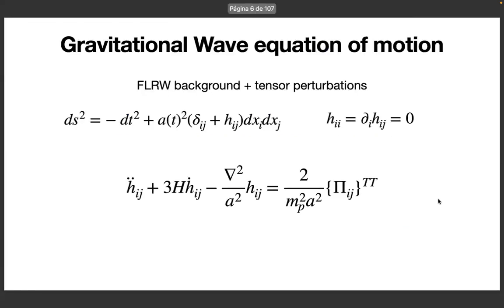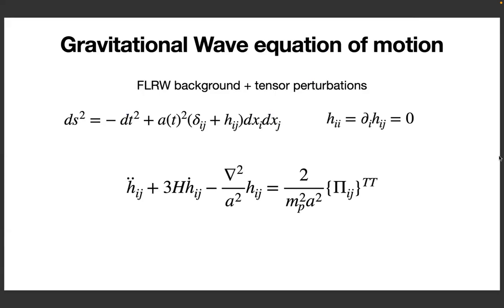So what are gravitational waves? Basically they are tensor perturbations of the flat FLW metric that we're considering. So if we take the flat FLW metric and we consider perturbations to the spatial component of it, these perturbations will have the characteristic of being transverse, which is this condition here, and traceless.